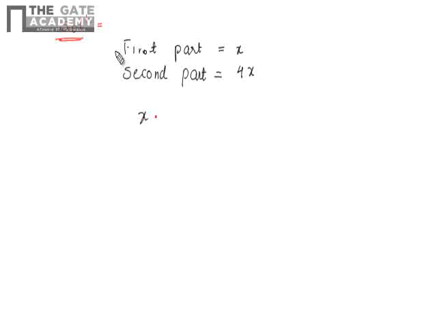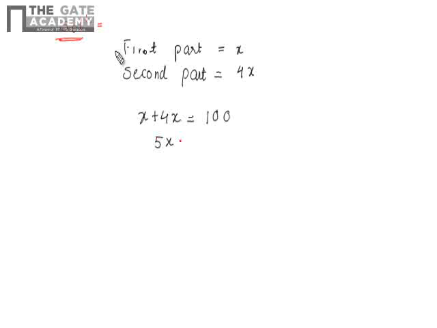Now the solution will start. First we have to assume, so let us assume that the first part is x, then the second part is equal to 4x. Now if you add this, x plus 4x is equal to 100.